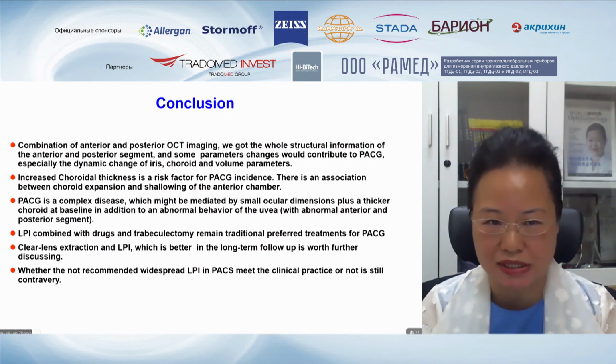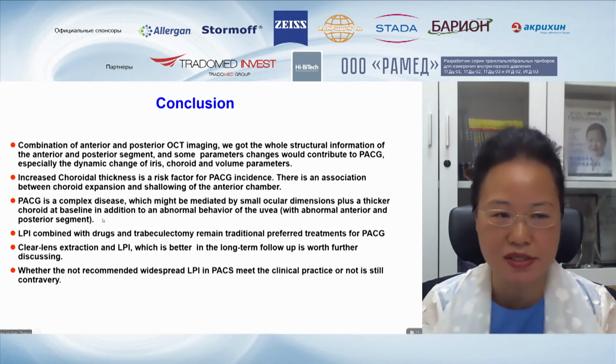PACG is a complex disease, which might be mediated by smaller ocular dimensions, plus a thicker choroid at baseline, in addition to abnormal behavior of the uvea. LPI combined with phaco or trabeculectomy remains the traditional preferred treatment for PACG. Clear lens extraction and LPI, which is better in the long-term follow-up, is worth further discussing. Whether widespread LPI in PACS meets clinical practice or not is still controversial.